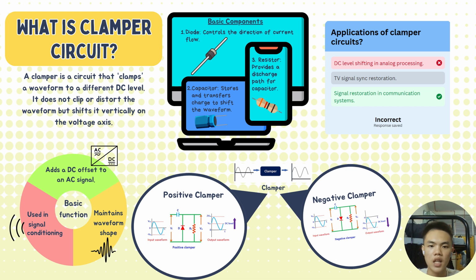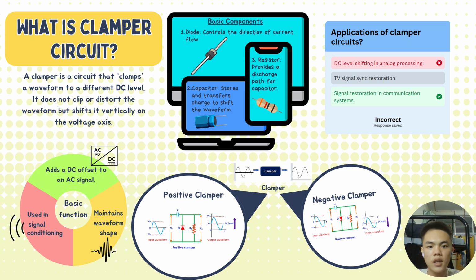What is a clamper circuit? A clamper circuit is an electronic circuit designed to shift the entire voltage level of an AC waveform either upward or downward without altering its shape. It achieves this by adding or subtracting a DC level to the input signal using a combination of a diode, capacitor, and resistor. The main types of clamper circuits are positive clampers, which shift the waveform upward so that it lies entirely above the zero voltage level, and negative clampers, which shift the waveform downward below the zero level.